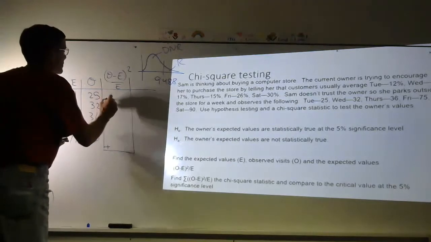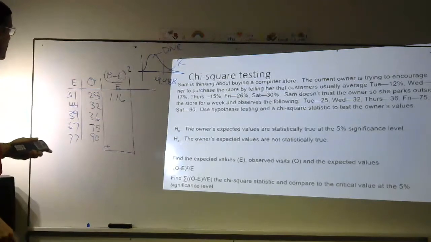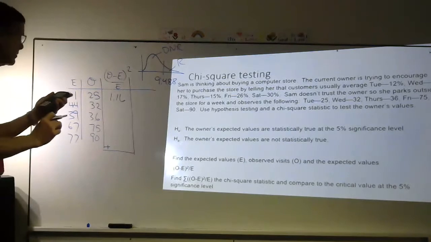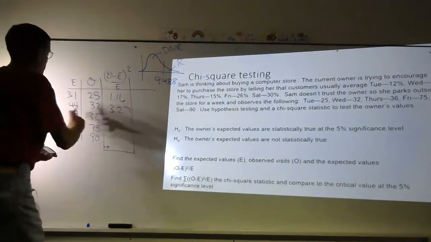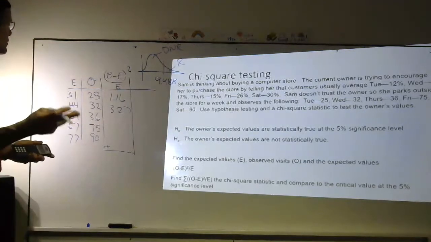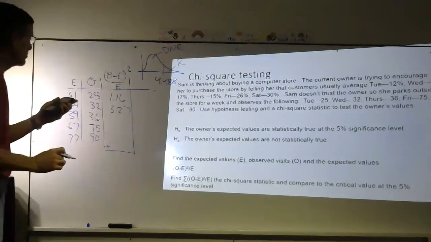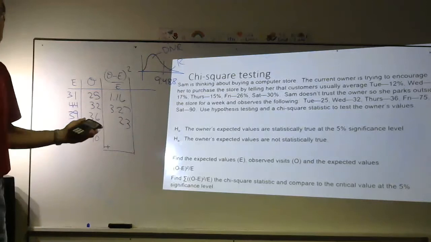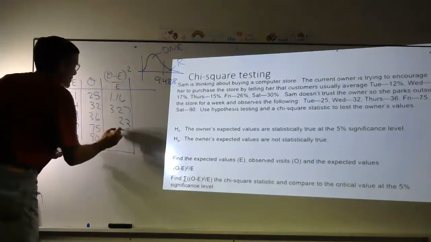Is 1.16. Difference here, 44 and 32 is 12. Squared is 144 divided by 44 equals 3.27. 39 minus 36 is 3. Squared is 9 divided by 39. I get 0.23. 67 to 75 is 8. Squared is 64 divided by 67. 0.96.